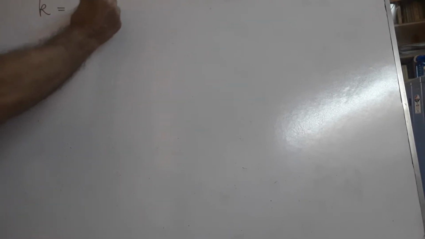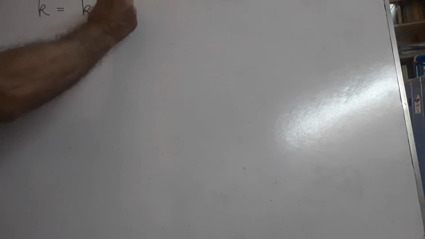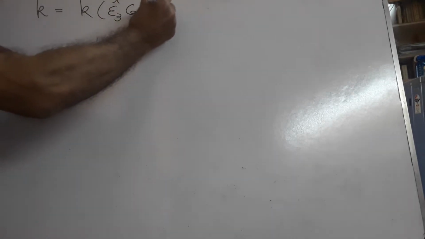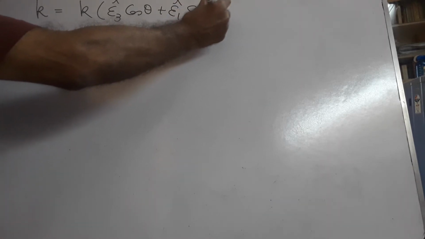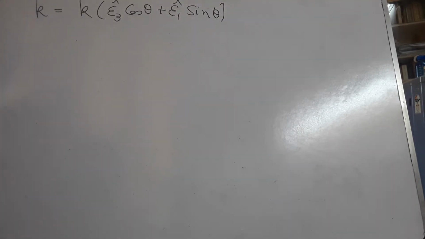We had ended the last one by qualitatively describing what happens when the k vector lies in the x1 x3 plane. I wrote it as k, epsilon 3 cos theta plus epsilon 1 sin theta. Let's do the mathematical calculation in a little more detail.